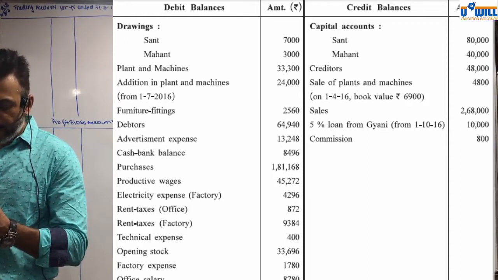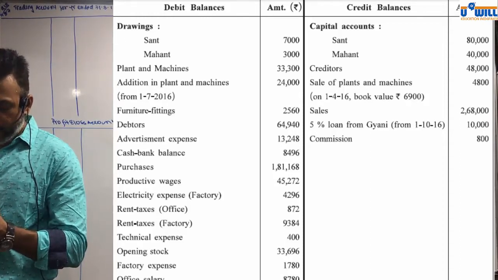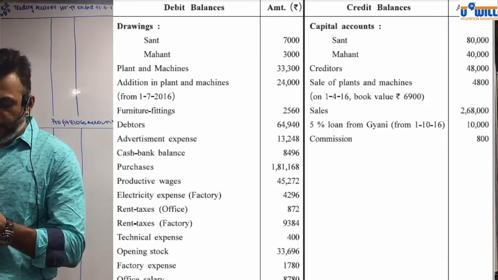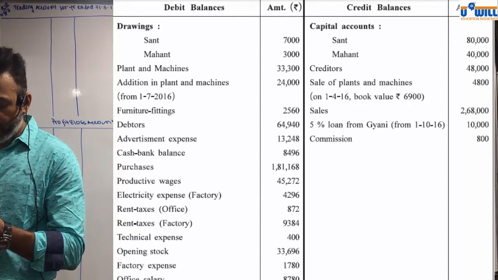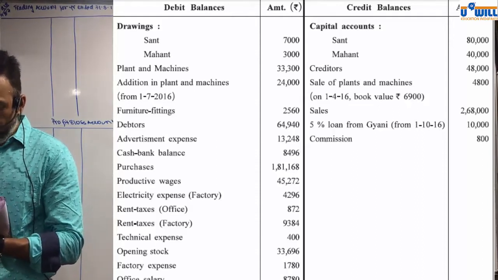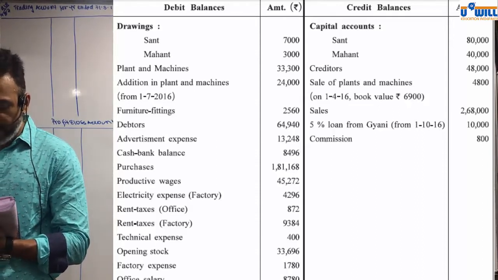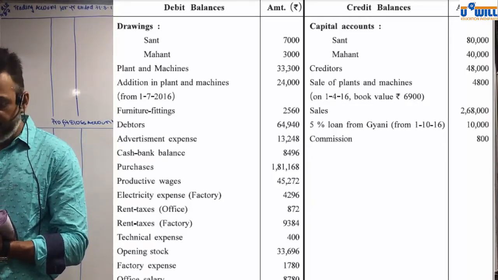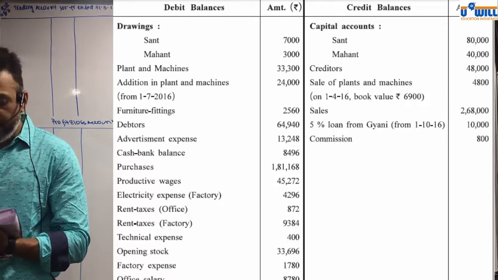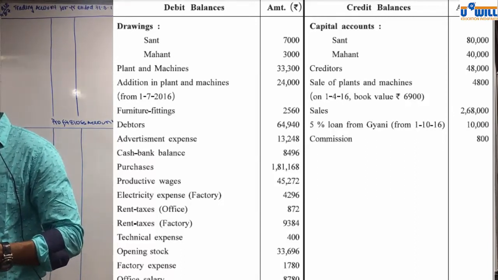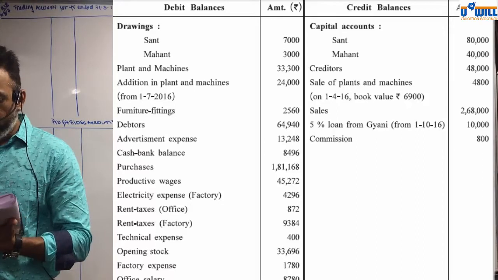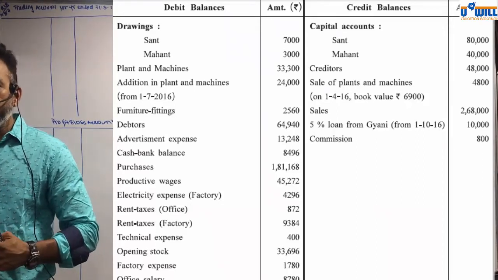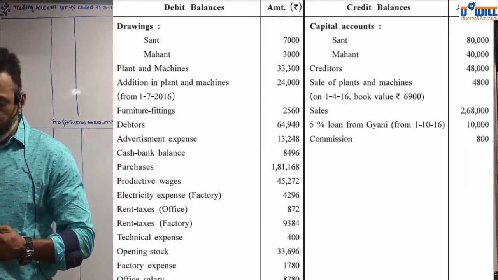Office salary, discount allowed, P&L. Carriage inward, trading. Bad debts, profit and loss. Office expense, profit and loss. Creditors, liability. Sale of plant and machinery: now 6,900 will be deducted from plant and machinery, and the difference, 6,900 minus 4,800, how much is that? 2,100 will be transferred to profit and loss. Understood this? Okay, we'll do this once we do the sum.